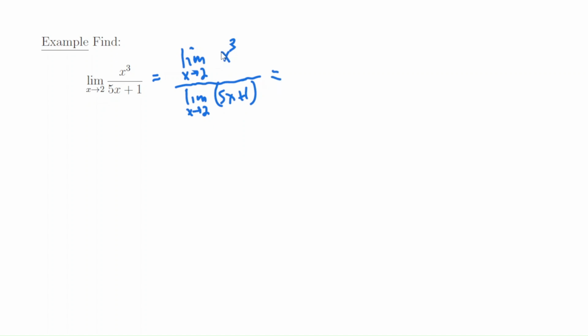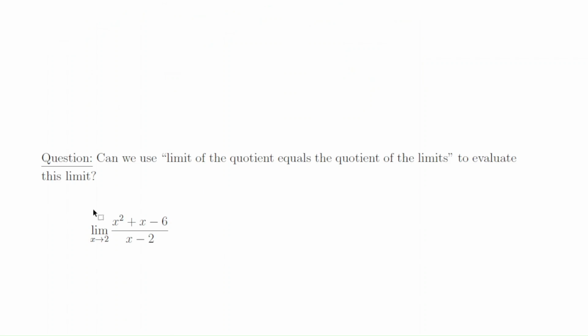Okay, but what's the limit as x approaches 2 of the top part? Well, we can just plug in the 2 because it's a polynomial. Same thing on the bottom. That's a polynomial. We can just plug in the 2, 5 times 2 plus 1. So notice what we get is 8 over 11. And that's the same answer you get by just plugging in 2. So it also turns out that for most rational functions, most times you can just plug in the number, it'll give you the correct answer. Although you have to be a little careful.